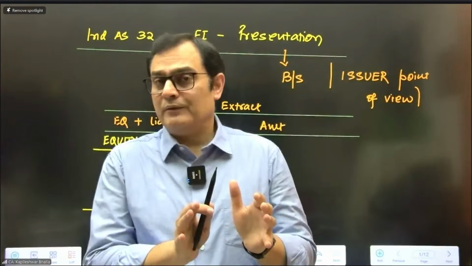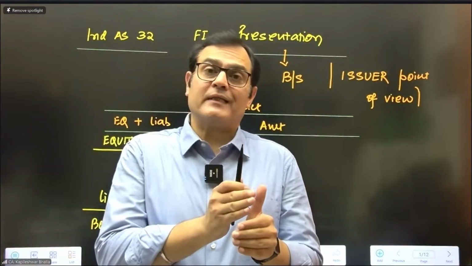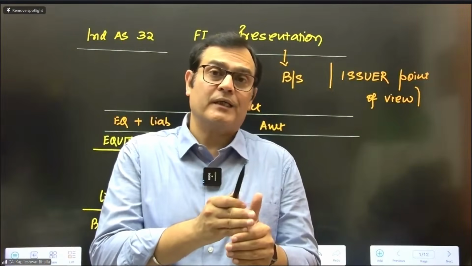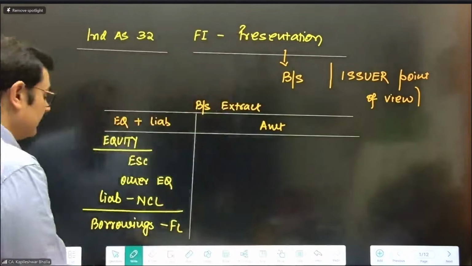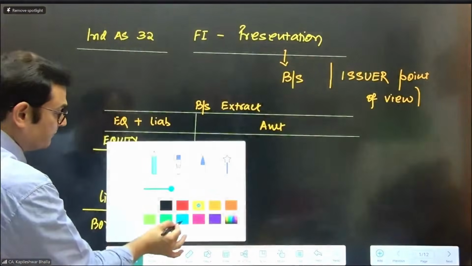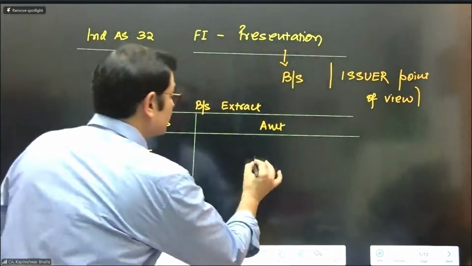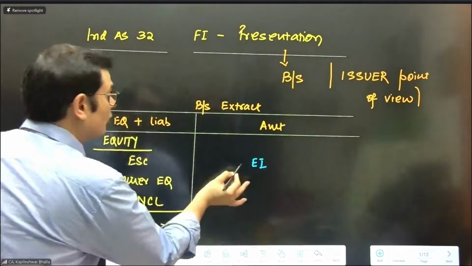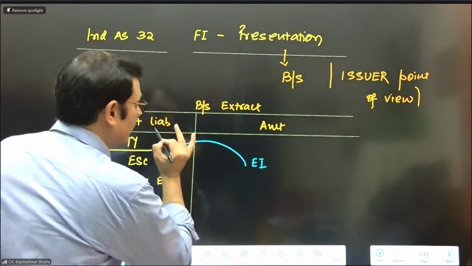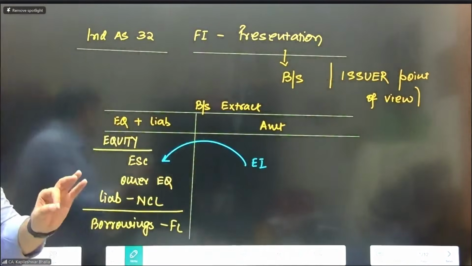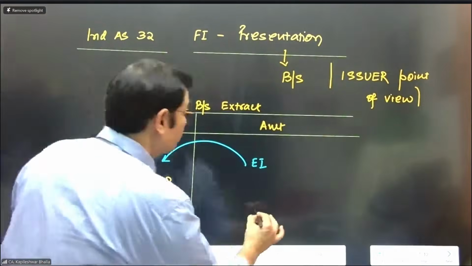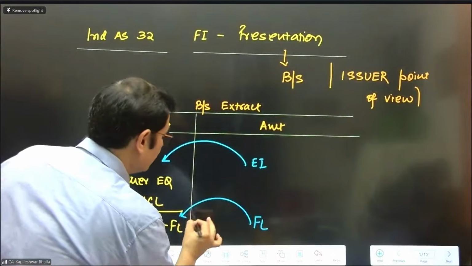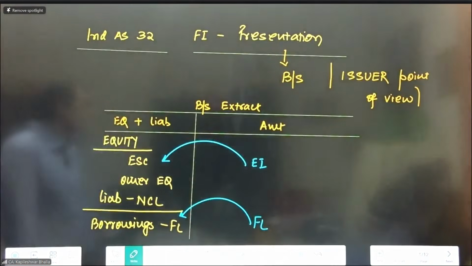So we just want to reconnect: if it is a financial liability, an equity instrument or a CFI, how are you going to present it in the balance sheet of the issuer? When it is a pure equity instrument, then undoubtedly it is equity share capital. But if it is a pure financial liability, then it is presented under borrowings in the balance sheet of the company.